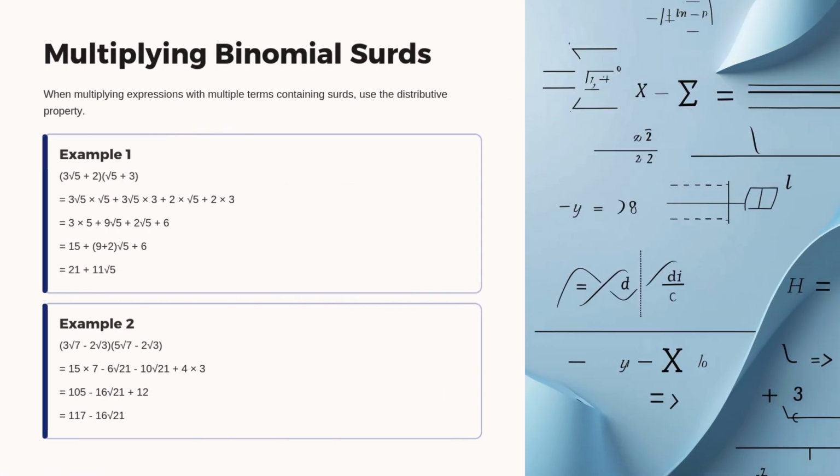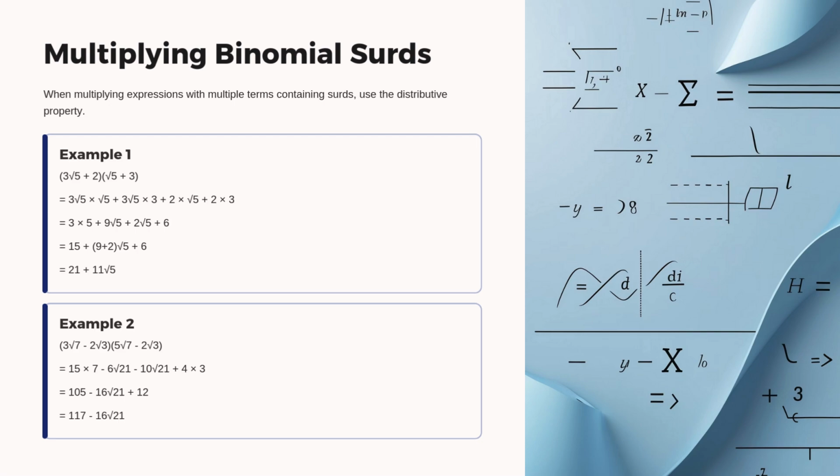Multiplying binomial surds. When multiplying expressions with multiple terms containing surds, use the distributive property. Example 1. (3 times the square root of 5 plus 2) times (the square root of 5 plus 3) equals 3 times the square root of 5 times the square root of 5, plus 3 times the square root of 5 times 3, plus 2 times the square root of 5, plus 2 times 3. This is obtained by applying the distributive property to multiply each term in the first bracket with each term in the second bracket.